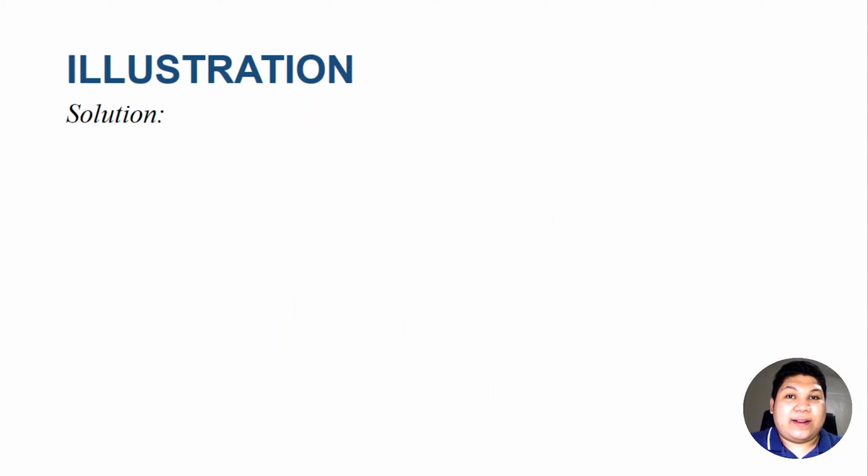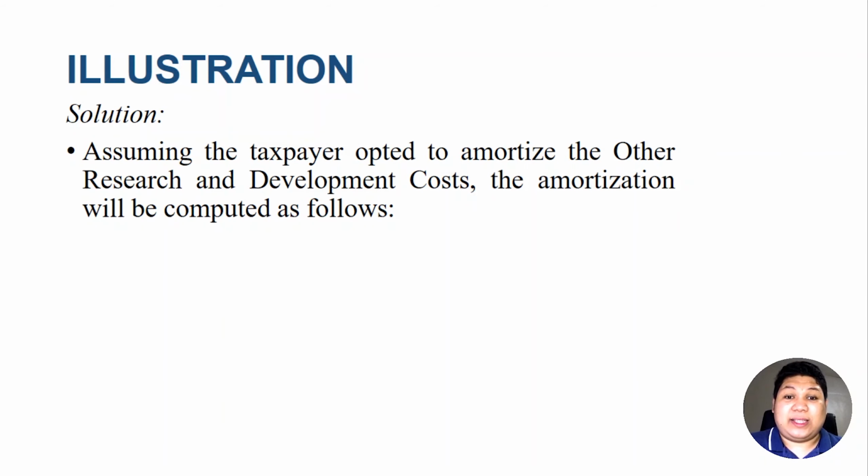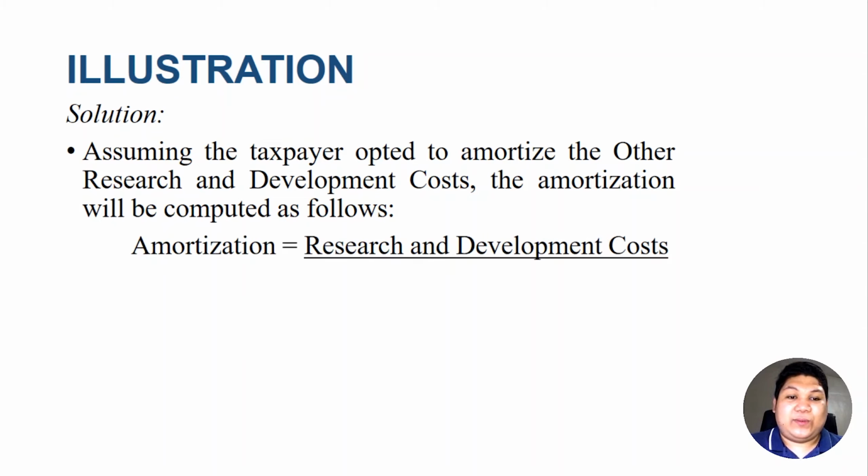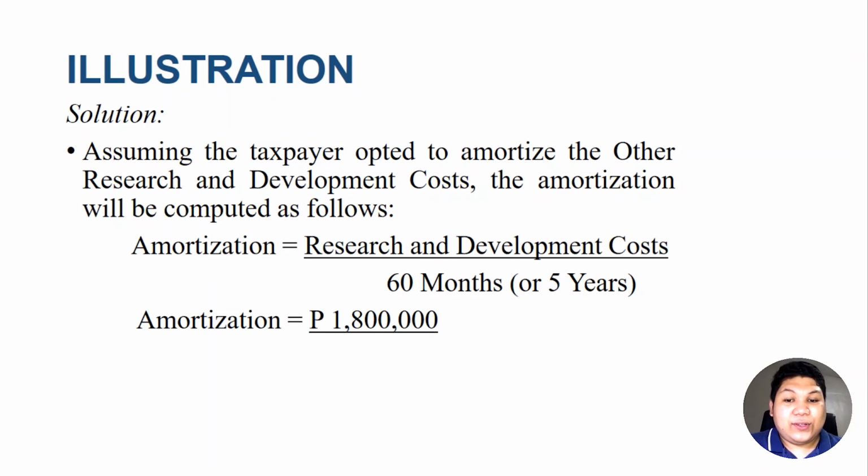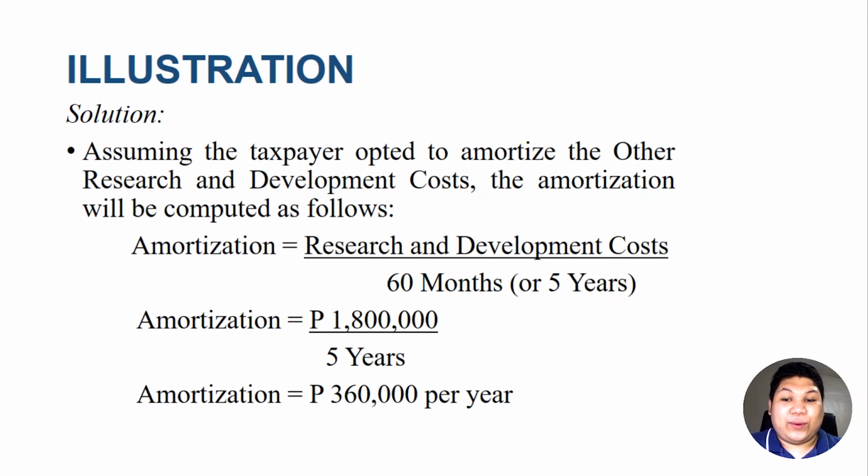While for the other research and development cost, assuming the taxpayer opted to amortize it, the amortization will be computed as follows. Amortization is equal to research and development cost over 60 months or 5 years. So we have 1.8 million divided by 5 years. For the year 2018, the research and development cost to be deducted from the gross income is 360,000 pesos per year.